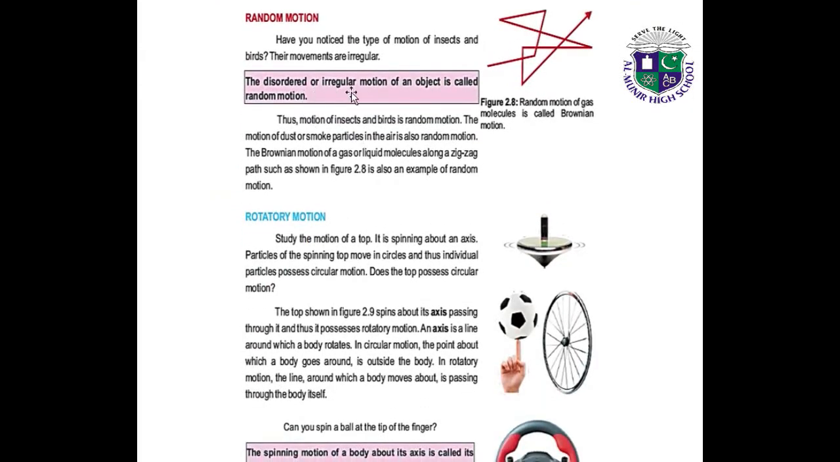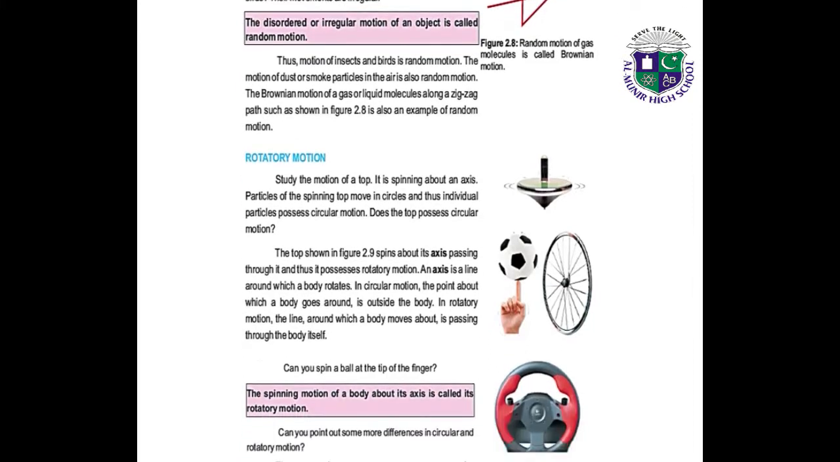The disordered or irregular motion of an object is called random motion. Examples are the motion of dust or smoke particles in the air. The Brownian motion of gas or liquid molecules along a zigzag path is also an example of random motion.